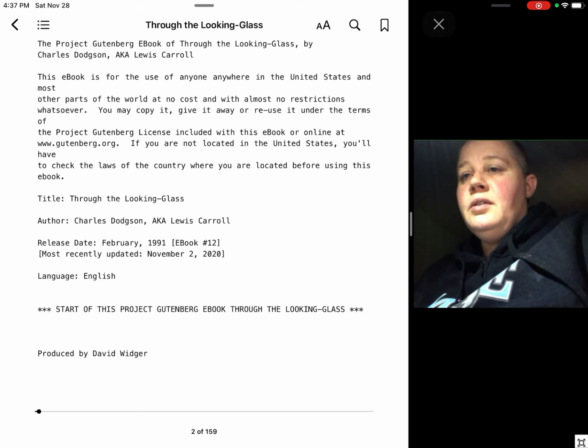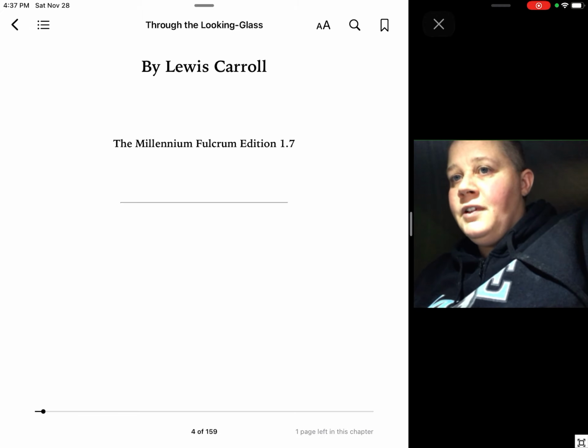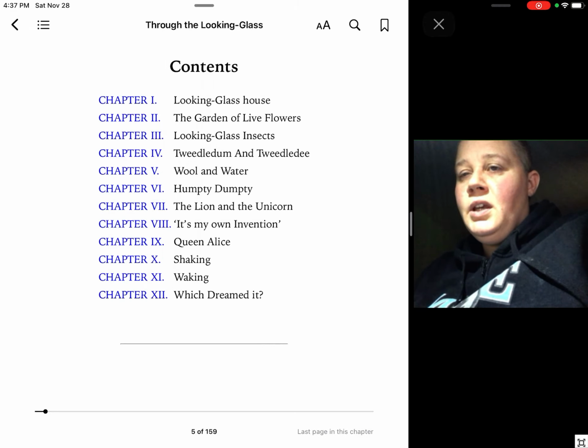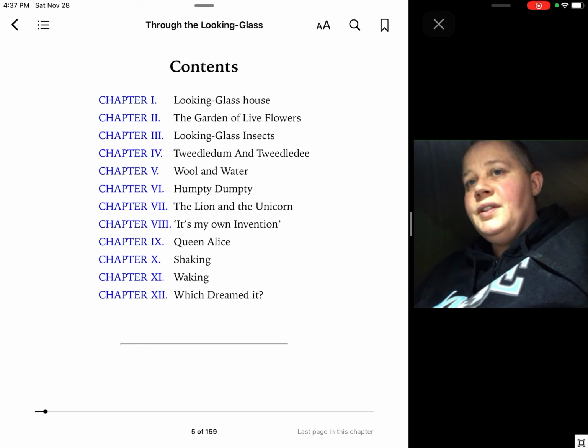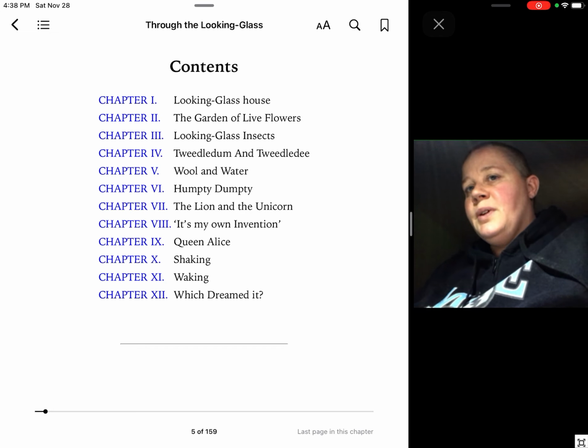So this is Through the Looking Glass by Lewis Carroll, the Millennium Fulcrum Edition 1.7. And we'll go over the table of contents. I always like to go over the table of contents before I start a book, just so I can get an idea. Remember in the last book, in Alice in Wonderland, things were really crazy, right?